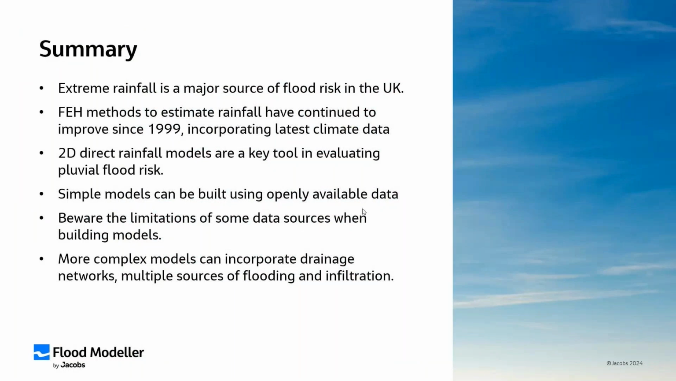That's pretty much it. So I'm just going to quickly summarize. Extreme rainfall is a major source of flood risk to the UK, with 3.5 million properties at risk in England alone. The best methods available to assess extreme rainfall are the FEH methods, which were introduced in 1999 and have continued to be improved. 2D direct rainfall models are a key tool for evaluating that risk, and I've shown you how simply you can build a model using openly available data, but you should always be aware of the limitations of your input data and the limitations when you're deciding how to set your model up and how complex to make it. Those more complex models can include other aspects like drainage networks, multiple sources of flooding, and infiltration as required.